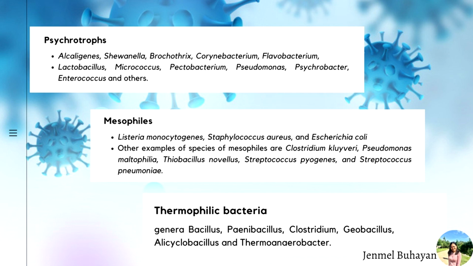We also have mesophilic organisms: Listeria monocytogenes, Staphylococcus aureus, and Escherichia coli. Other examples of species of mesophiles are Clostridium kluyveri, Pseudomonas maltophilia, Thiobacillus novellus, Streptococcus pyogenes, and Streptococcus pneumoniae.